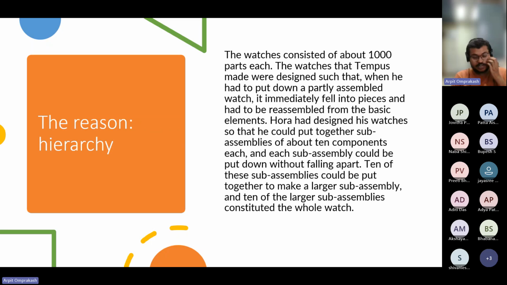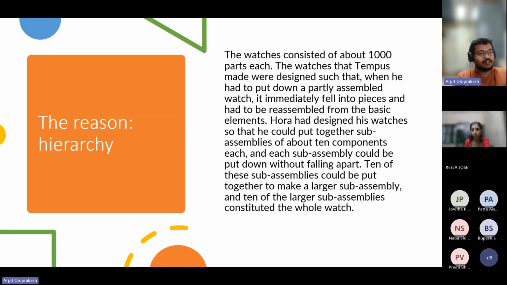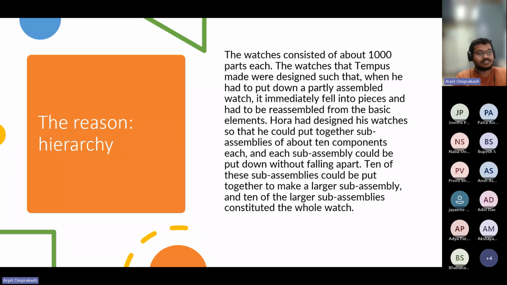The watches that Hora and Tempus made consisted of around 1,000 parts each. The way that Tempus designed those watches was that if he had to put down a partly assembled watch, it immediately fell into pieces, and he had to reassemble everything from the basic elements. Hora, however, had designed his watches in such a way that he could put together sub-assemblies of around 10 components each, and each sub-assembly could then be put down without falling apart. Then 10 of these sub-assemblies could be put together to make a larger sub-assembly, and if you combine 10 of the larger sub-assemblies, you get the whole watch.